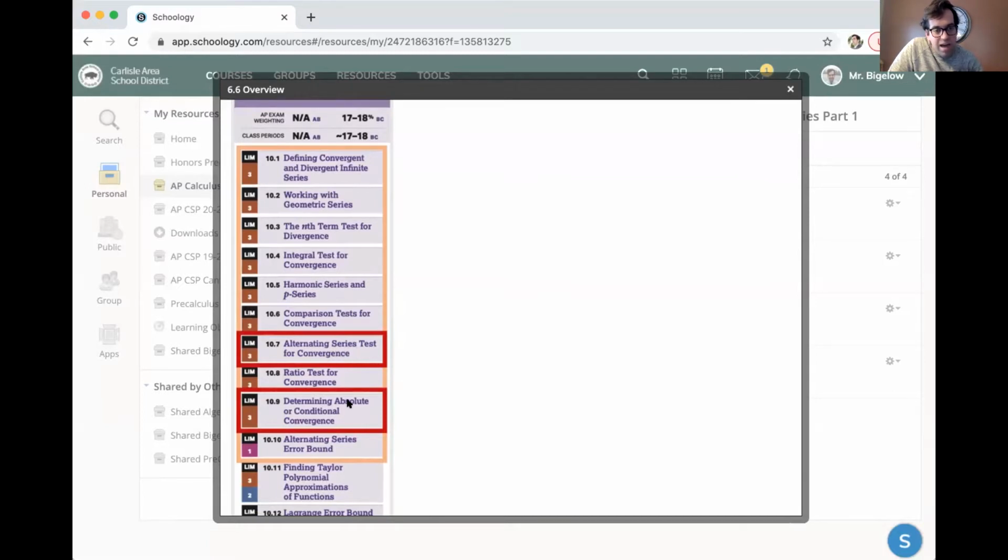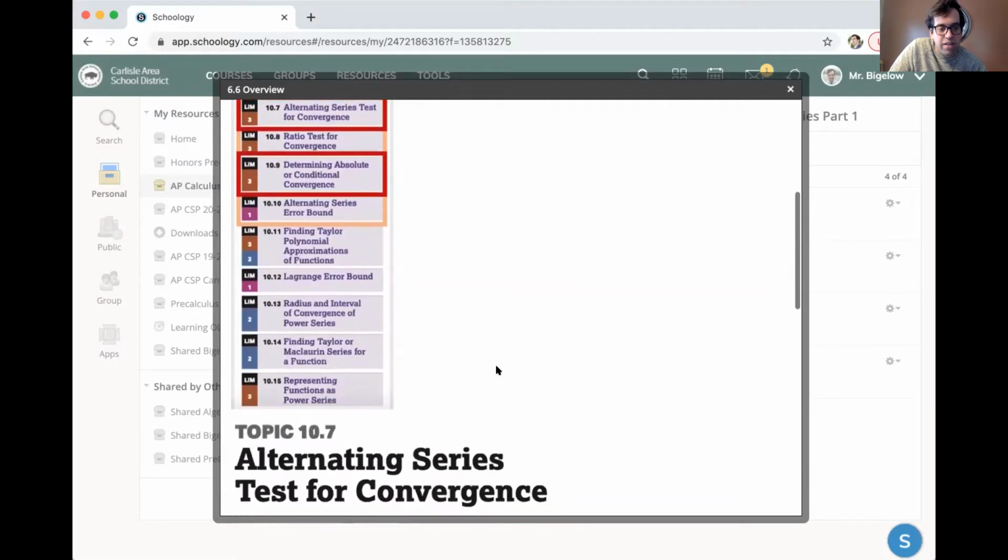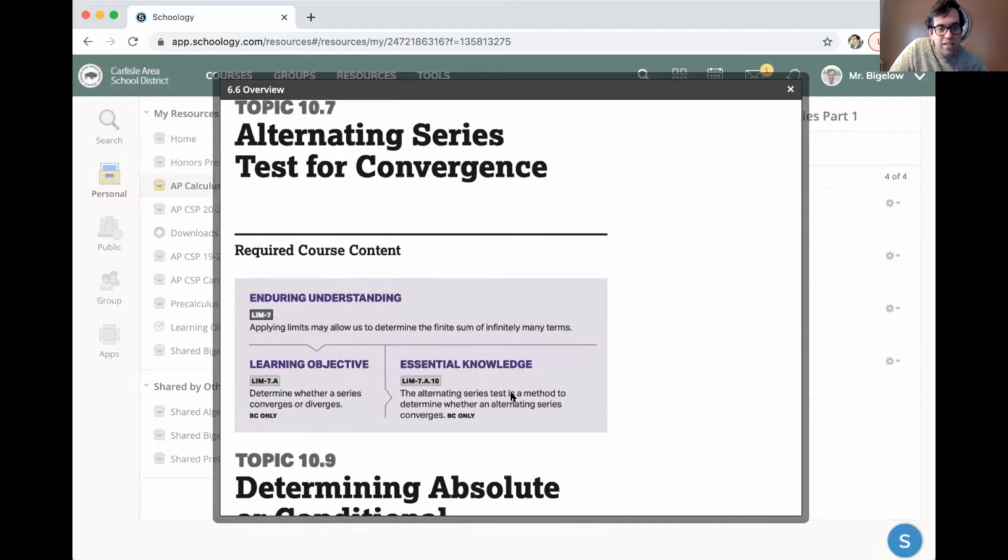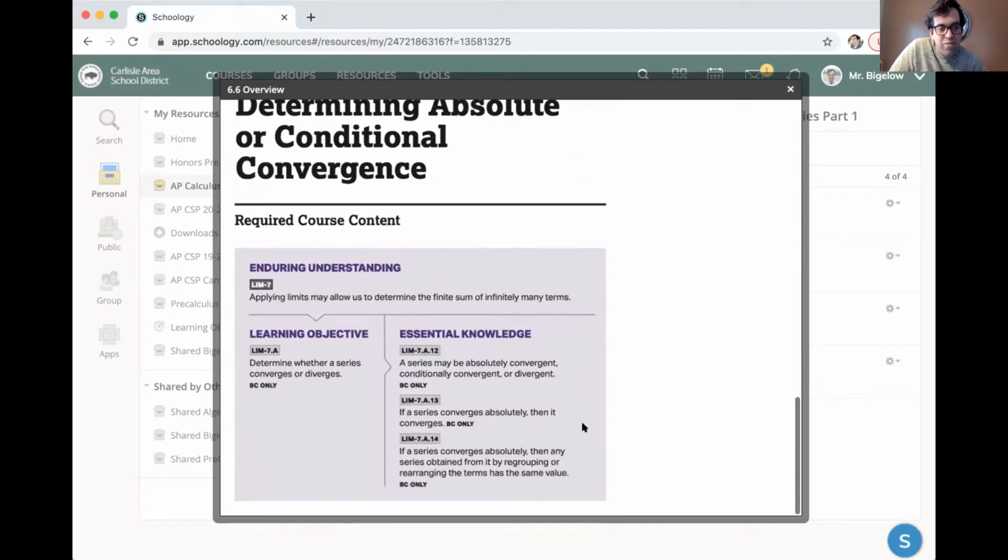And we're going to determine absolute versus conditional convergence, which goes hand in hand with the alternating series test. We're going to come back in 2 lessons for the ratio test, but 9 really goes with 7, so that's why we're pairing those together today. The alternating series test is a method to determine whether an alternating series converges, much like all of our lessons in this unit. And we're also going to be learning about absolute versus conditional convergence.